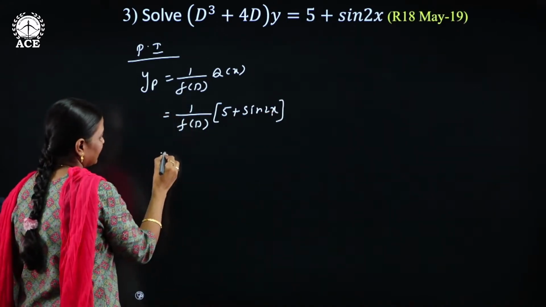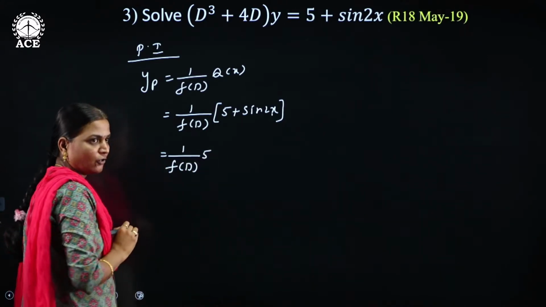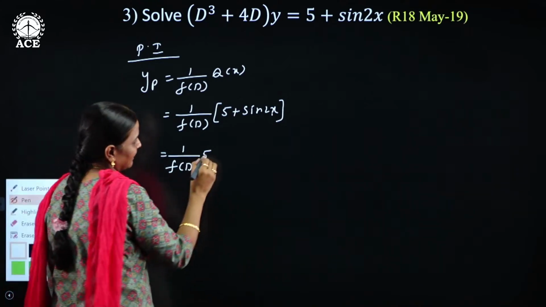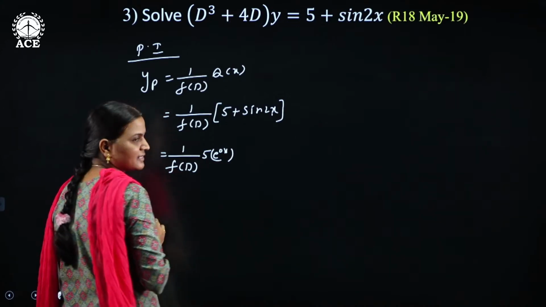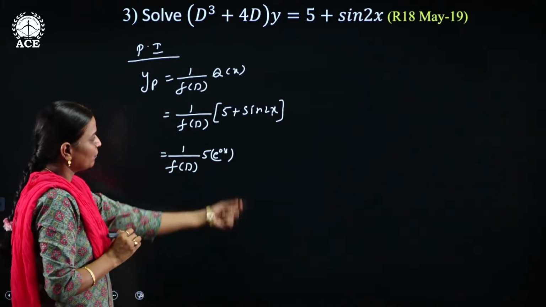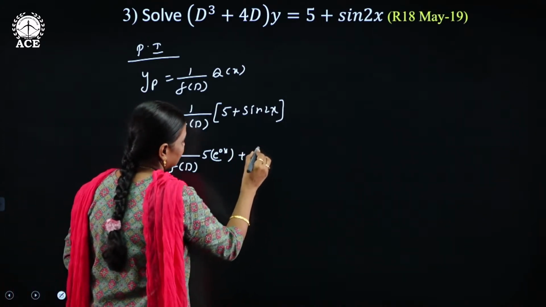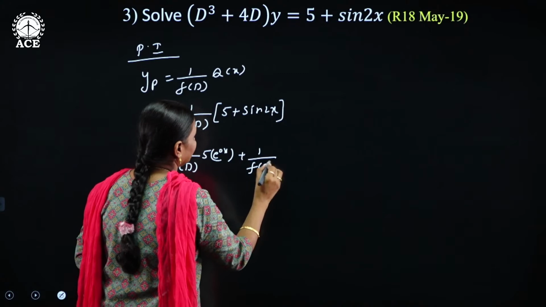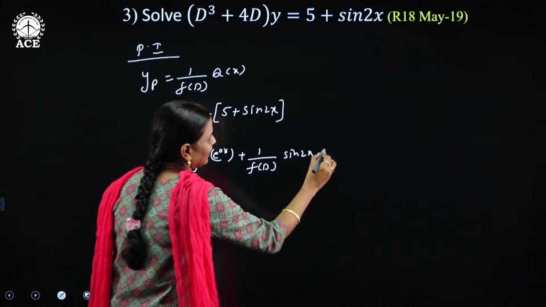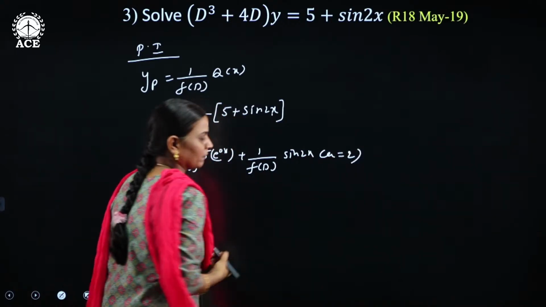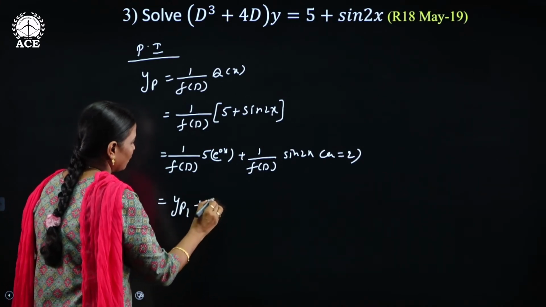And first split it, which is equal to 1 by f of D into 5. Now here write 5 with coefficient as either e power 0x or cos 0x. That is our choice. So better to consider it as exponential, e power 0x, plus 1 by f of D into sin 2x. Now in the second term, what is the a value here? a is equal to 2. So consider which is equal to yp1 plus yp2.